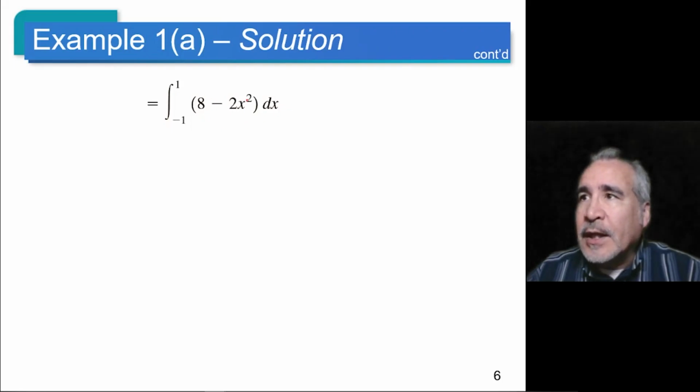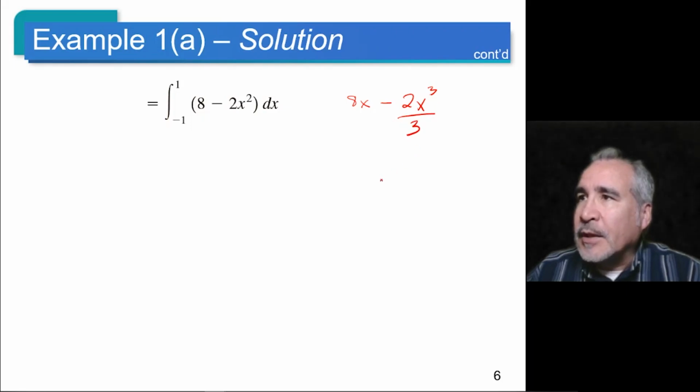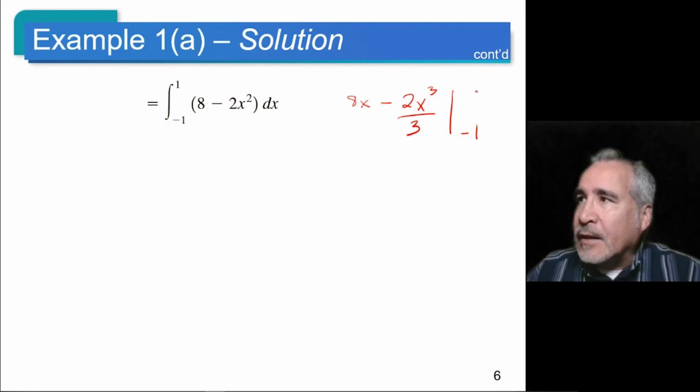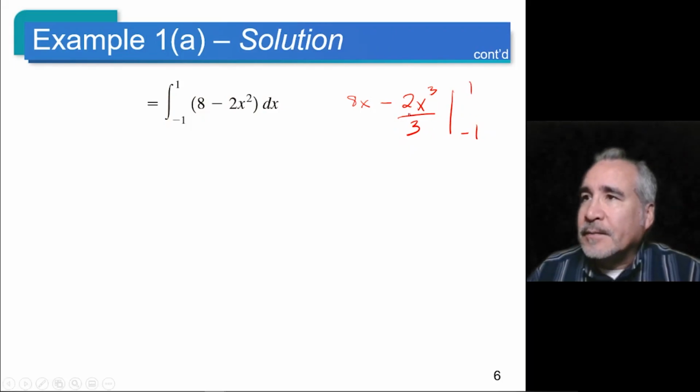Now we just integrate each of these terms, right? So when we integrate 8, we get 8x. We integrate -2x squared. Remember, we add 1 to the exponent. So we've got our negative 2x to the third power and divide by the new exponent. And then what we're going to do is we're going to take the negative 1 to 1. And remember, this is sort of like a new function. It is the two functions subtracted.